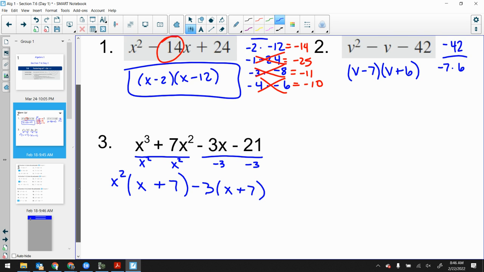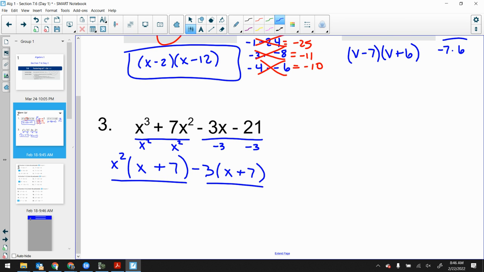Then I look at my 2 big chunks again and ask, what's my common binomial? x plus 7. So that comes out. And in my parentheses, I write everything that's left over: the x squared, and then the minus 3. And those are my 2 binomials. That is factoring by grouping. And again, you will need factoring by grouping today with what we're doing.